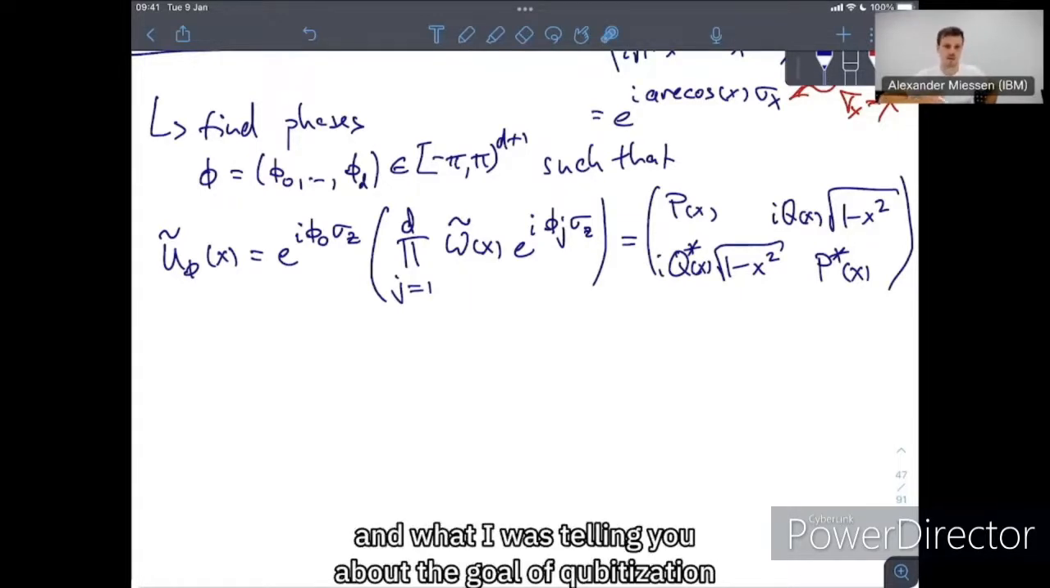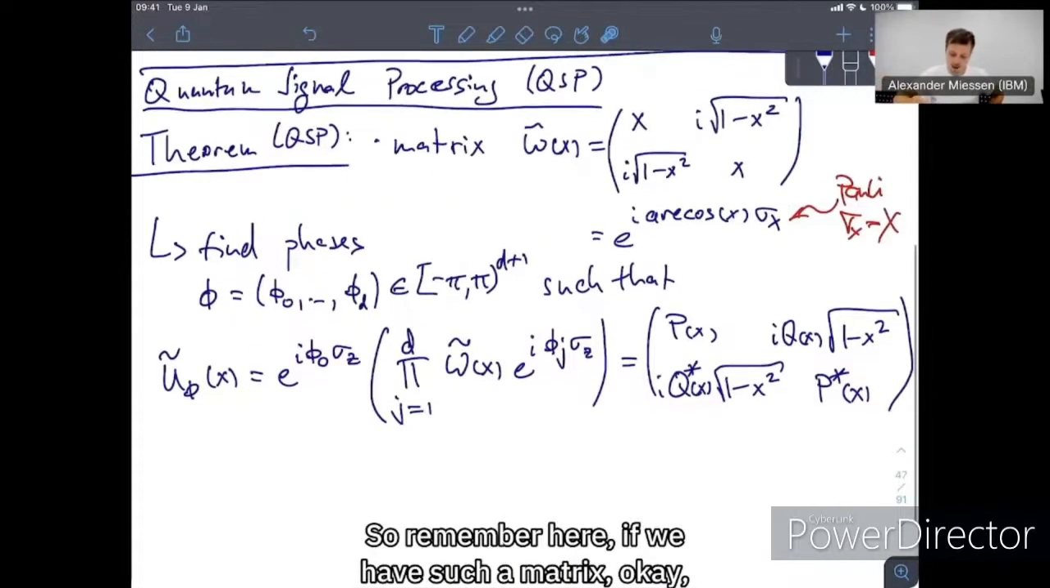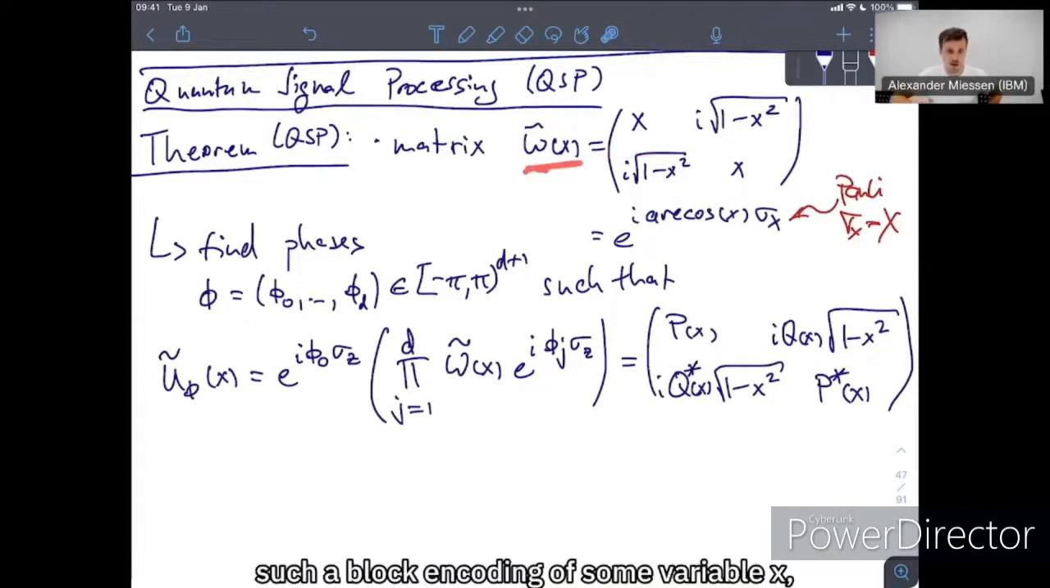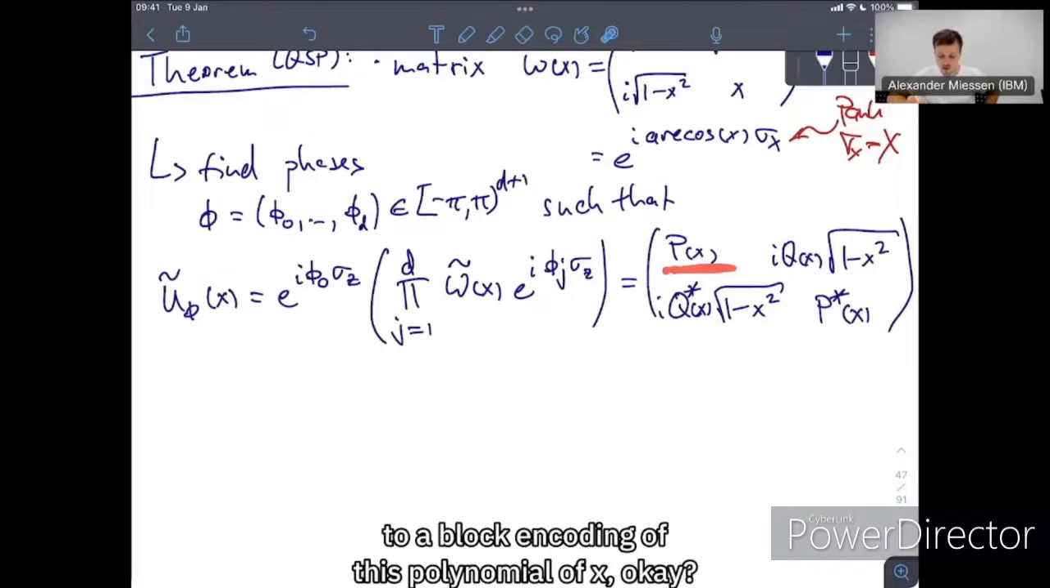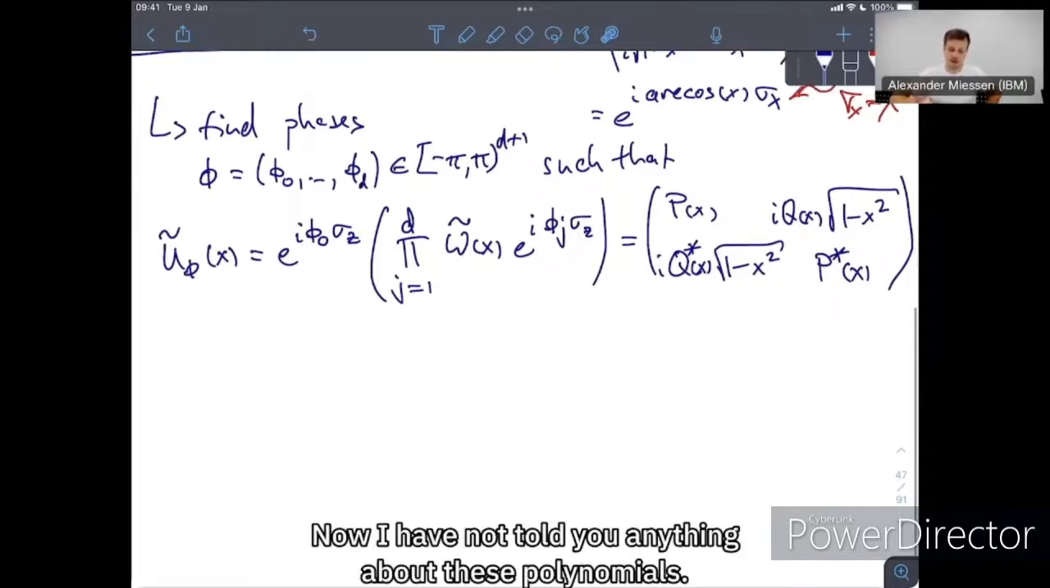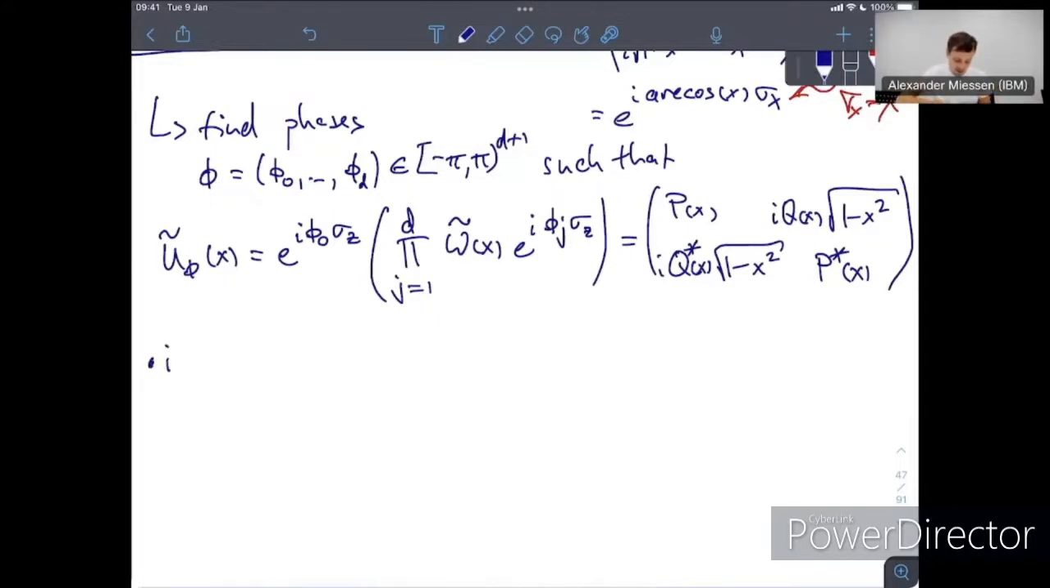Okay? And maybe now you start seeing the connection to what I was telling you before about the goal of qubitization in quantum signal processing, okay? So remember here, if we have such a matrix, such a block encoding of some variable x, we can transform with this to a block encoding of this polynomial of x, okay? Now, I have not told you anything about these polynomials, and in fact, for this to work, these polynomials have to be of a special kind.